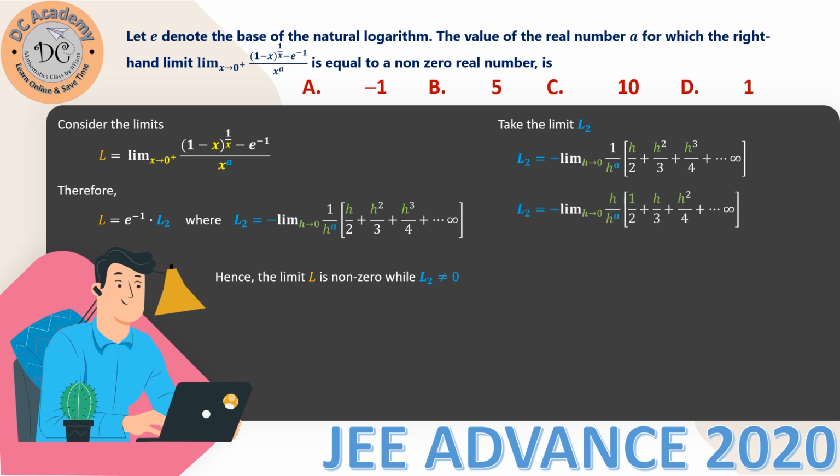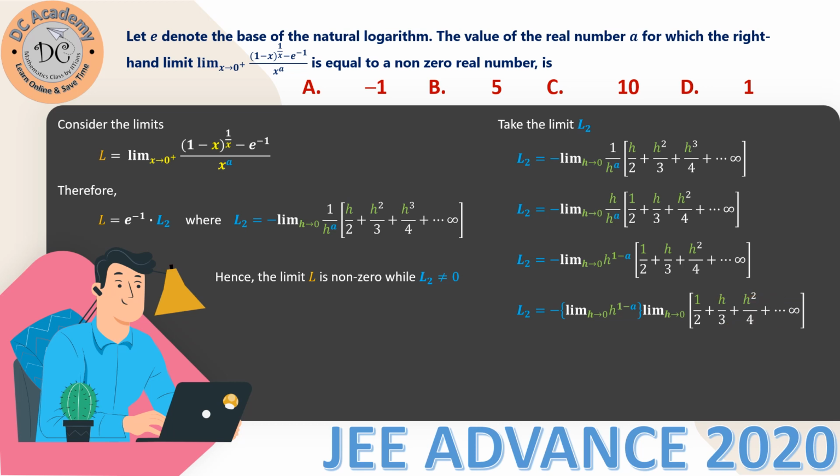Now we just rewrite. Notice that from every number we can take h common, so it will be 1 by 2, h by 3 and all that. If I apply the limit, this will be equal to the limit h tends to 0, 1 by 8. We separate this factor and we separate the infinite series. The infinite series gives us the value half, because as h tends to 0, everything else other than half will be removed.